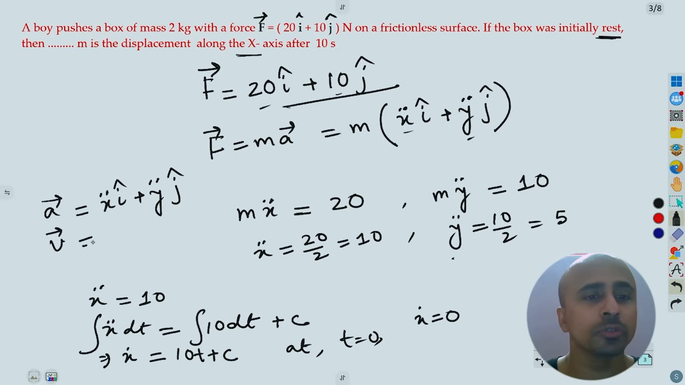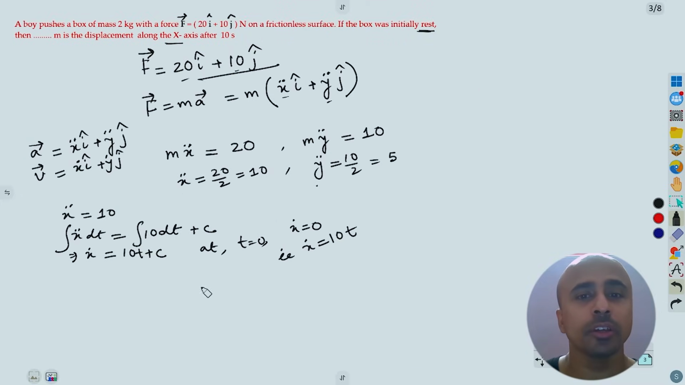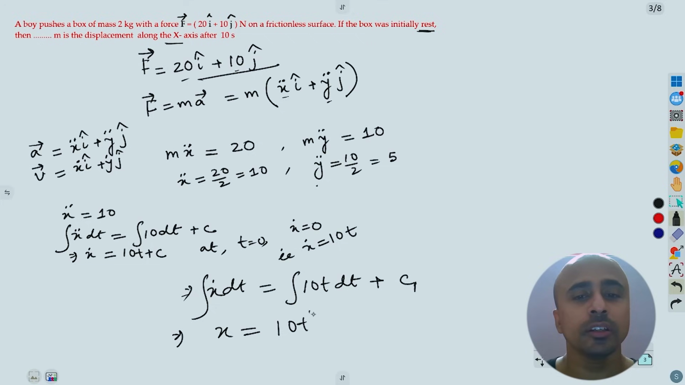Let me show you this one as well. Velocity vector in a plane is x dot i cap plus y dot j cap. So x dot equals 0, and this gives c equals 0. That is x dot equals 10t. Now, x dot equals 10t. Similarly, again integrating with respect to t, this is the integral of 10t dt plus c. Let's say this is c1, and this implies x equals 10 t square by 2 plus c1.